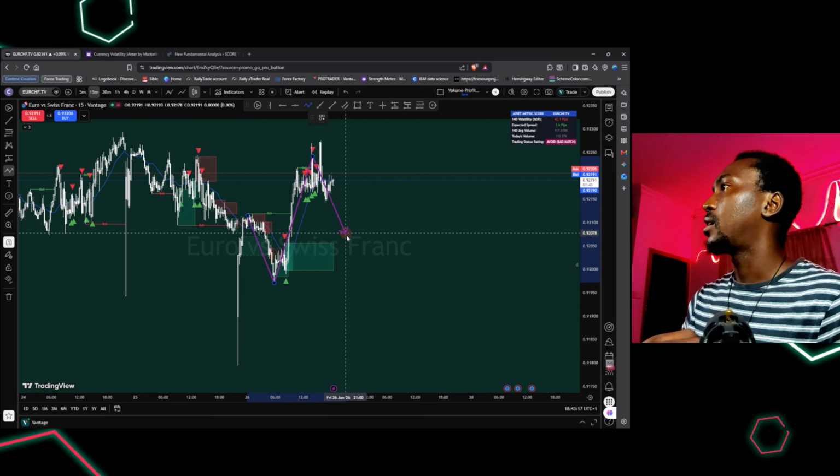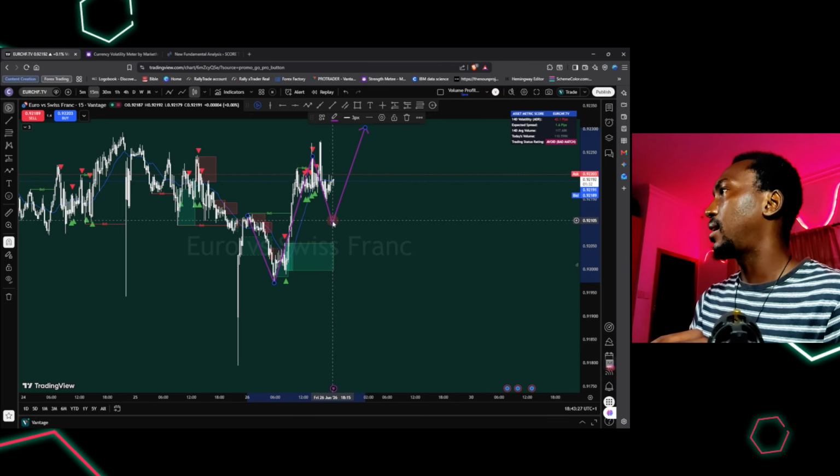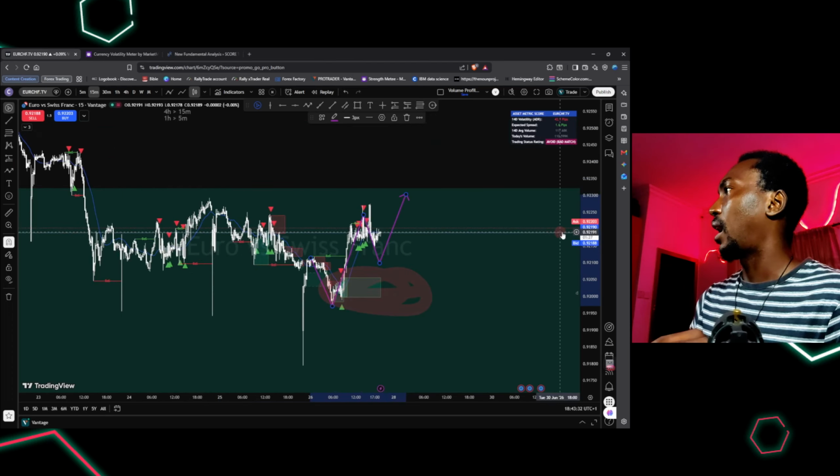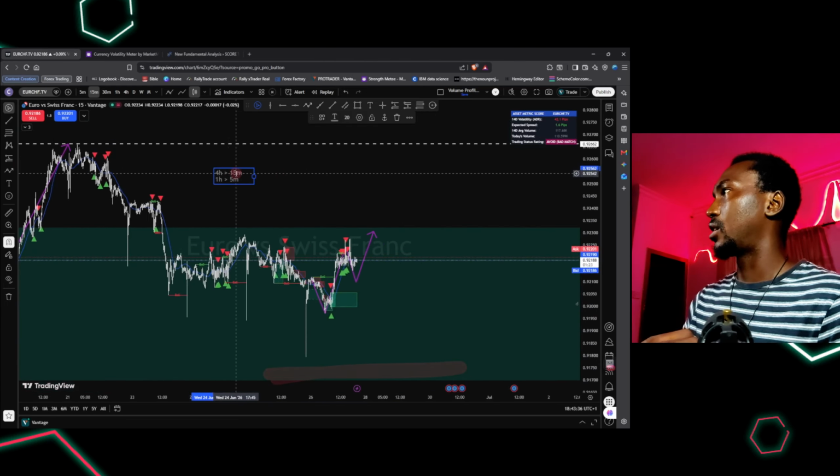What do I want to see? A low that does not take away this zone I'm seeing here, and a high that breaks above that low. If I see this, I then have a reason to buy into this market right here. I would buy and place my stop loss way below here. So for now, this is just a monitor the chart kind of trade for me and see where it goes.